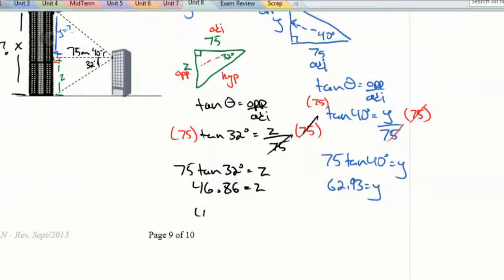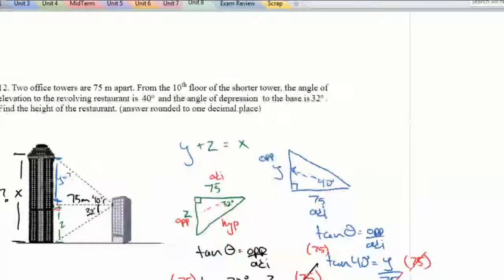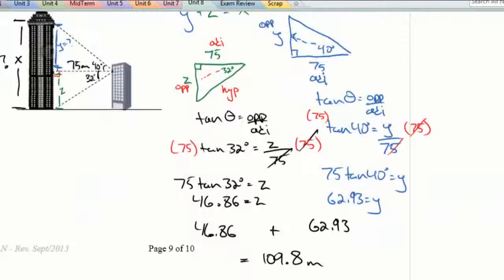So I'm going to take this 46.86, which was the bottom triangle, and add to it this 62.93, and I'm going to get 109.79. I think these are all meters. Yes. 109 meters for the height of the opposite building.